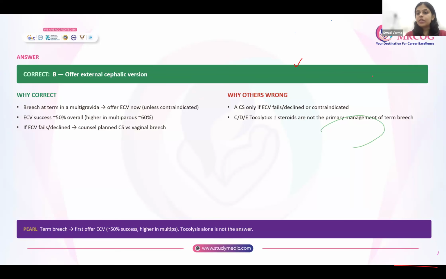Success rate here in multipara will be 60%. If declined by the patient or fails, then counsel for planned CS versus vaginal breech birth. Term breech, Pearl Point, first offer ECV. Tocolysis alone is not the answer.